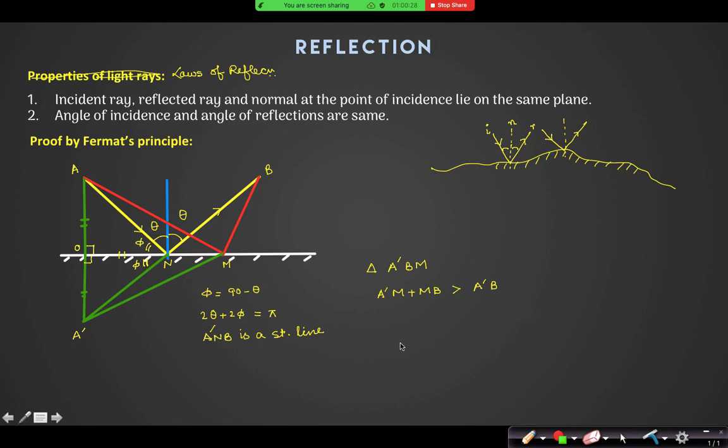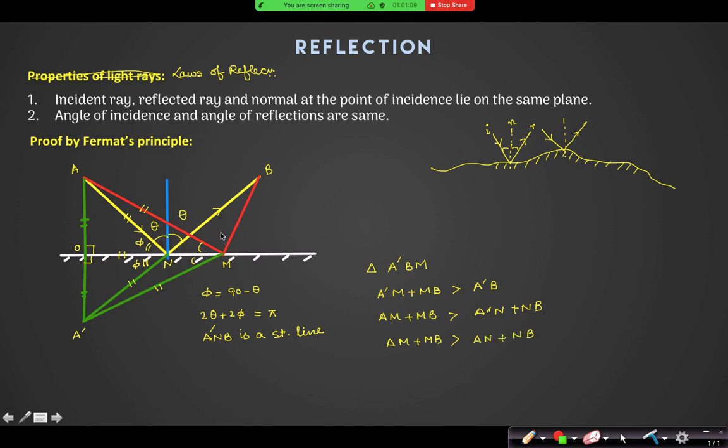Now, as I have drawn these two triangles, can you say these two triangles are also similar? AOM and A prime OM? Yes. Right? Yes, sir. So, these two sides are also the same, as well as these two sides are also the same. So, from the triangles, I can replace A prime M by AM, so AM plus MB is greater than A prime B, which is A prime N plus NB, and instead of A prime N, I will write AN plus NB.